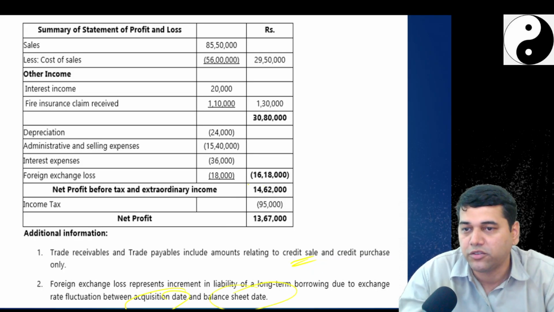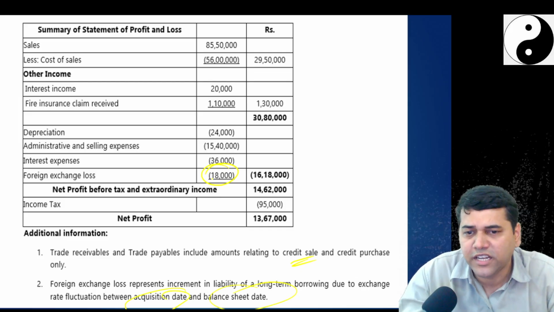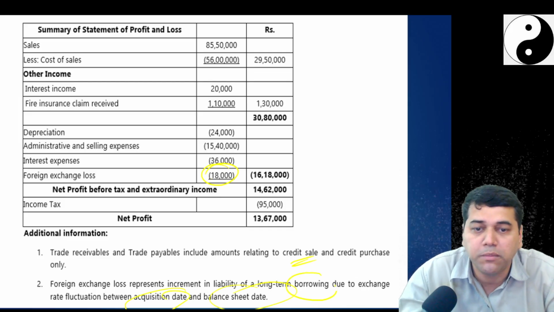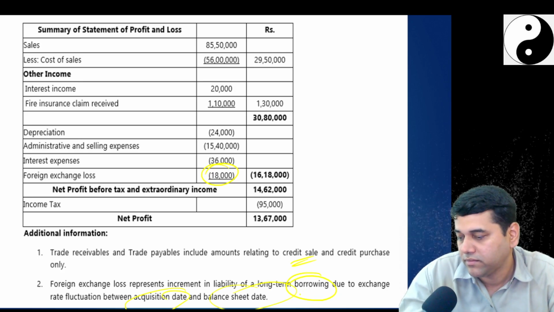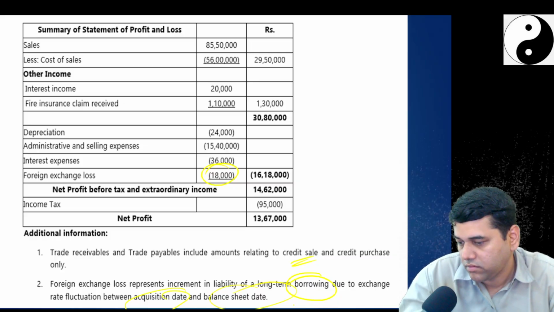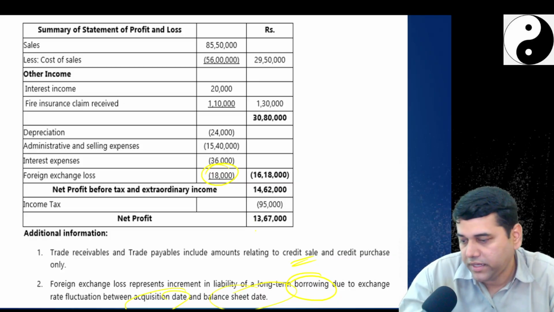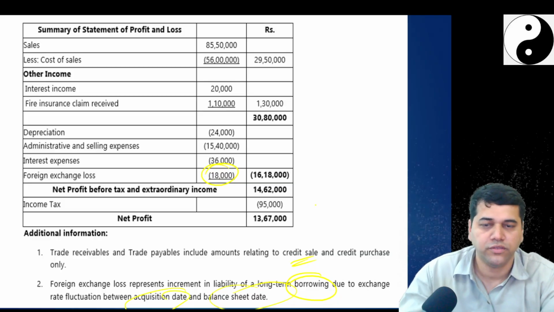the balance sheet date. Okay, so they said foreign exchange loss has been debited to P&L account. It is related to what? To the liability of a long-term borrowing. So what you are supposed to do here for this liability? ₹18,000. Okay, so what they have done. Anyhow, we will do this question.